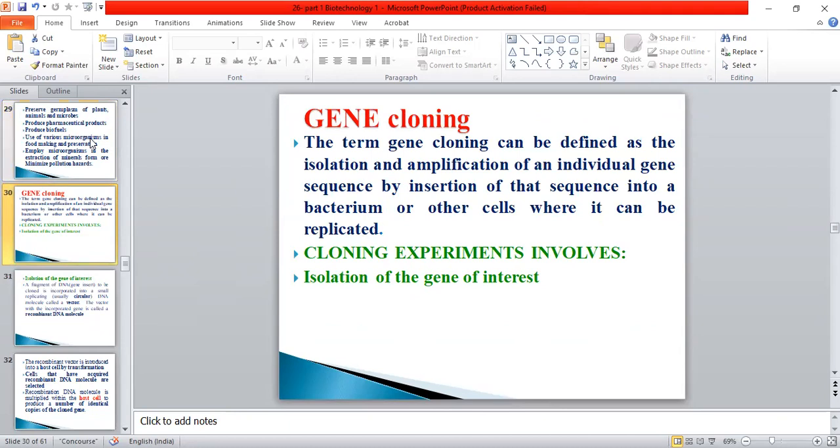First of all, cloning experiments involve isolation of the gene of interest. That is very, very important. Which gene we are going to amplify by the gene cloning method is essential. You must isolate that from different sources. Already you know, maximum living organisms, plant as well as animal sources, particularly the extrachromosomal body, is there.